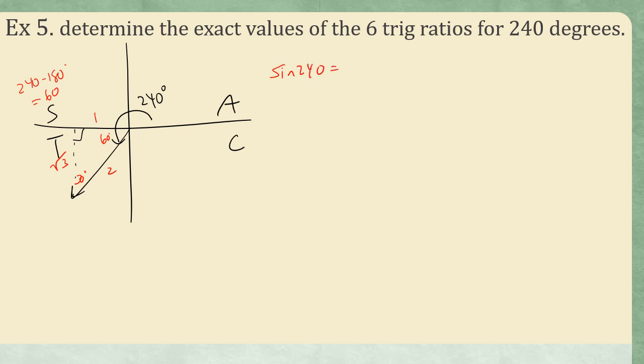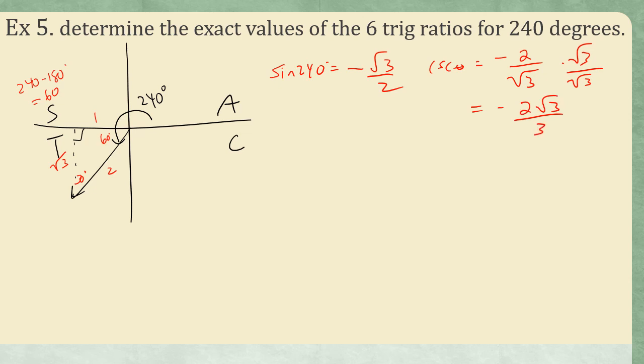So sine 240, now based off the quadrant it's in, we know it's going to be negative. Sine is opposite over hypotenuse, so negative root 3 over 2. While I'm here, I might as well do the reciprocal. Cosecant theta would then be that flipped, negative 2 over root 3. Got to get rid of that root. That would be negative 2 root 3 over 3. And remember, just like last lesson, you can always double check your answers. You could type in sine 240. It should be the exact same number when you type in negative root 3 over 2.